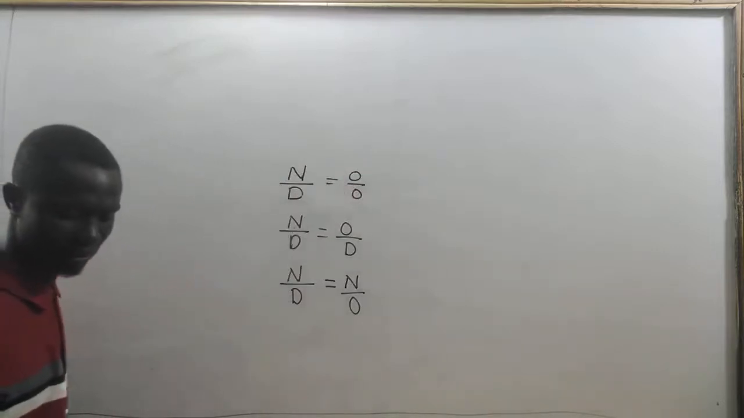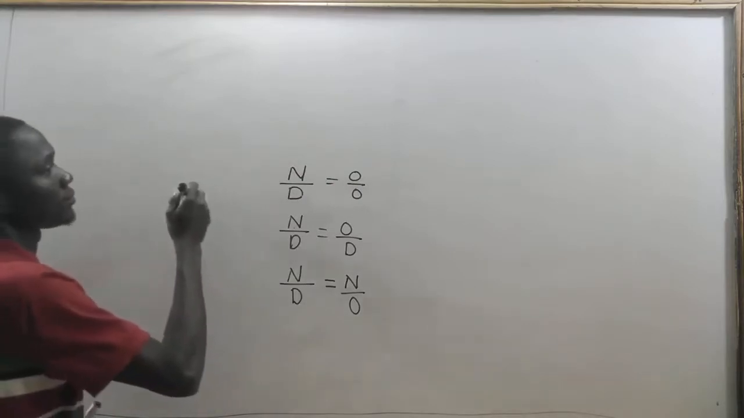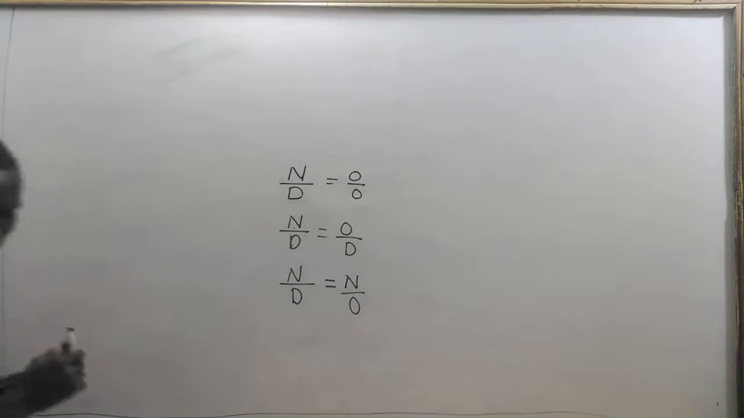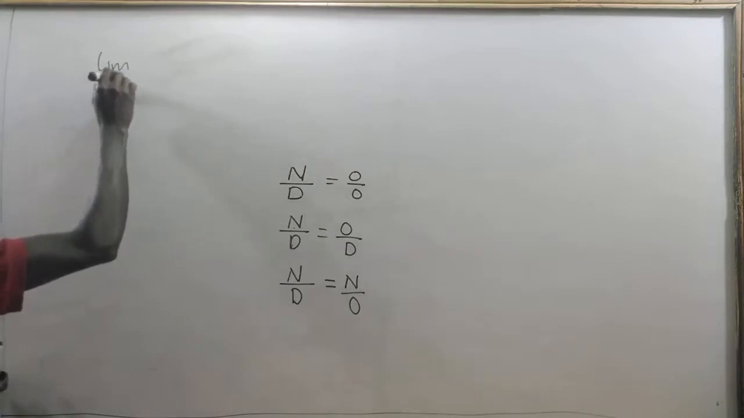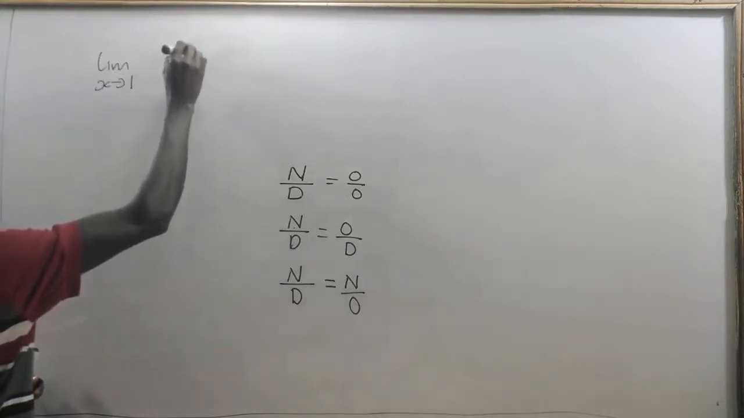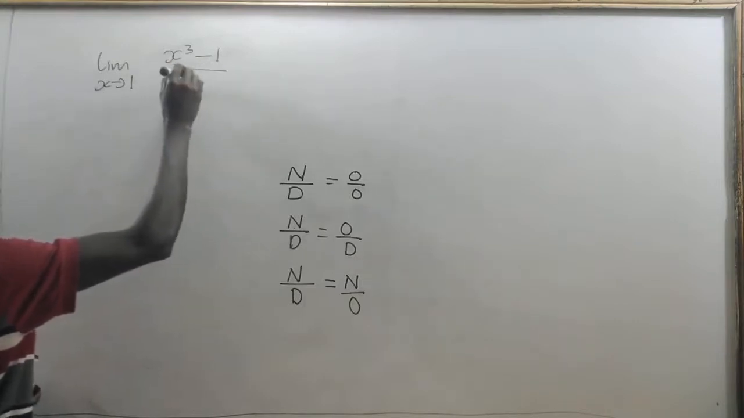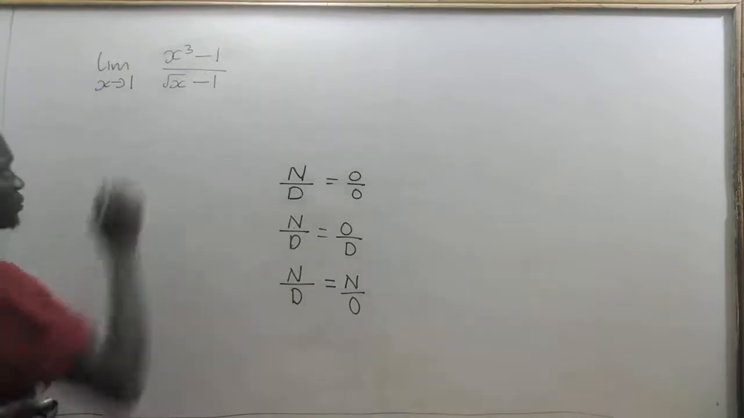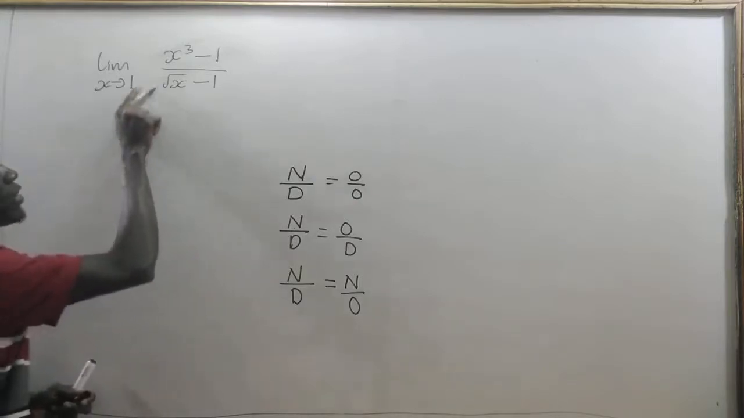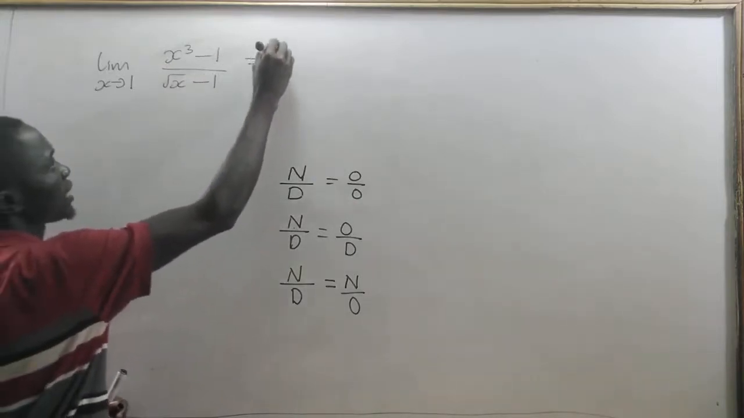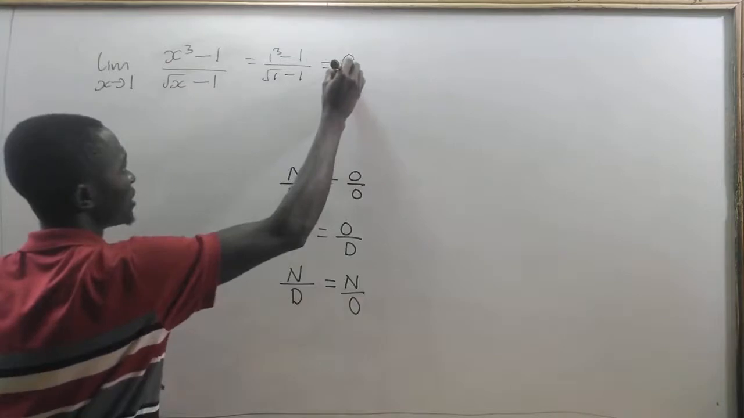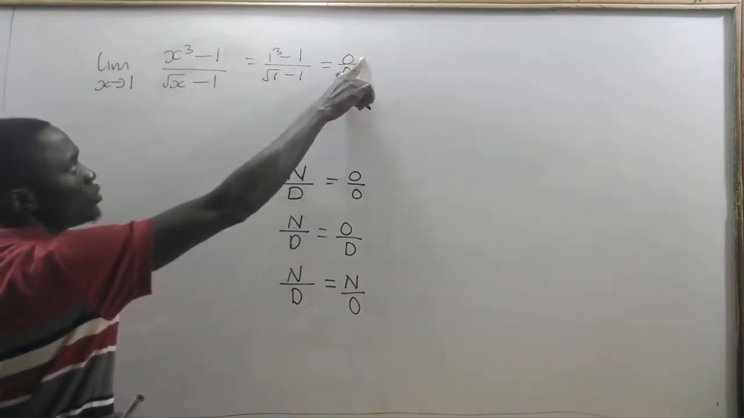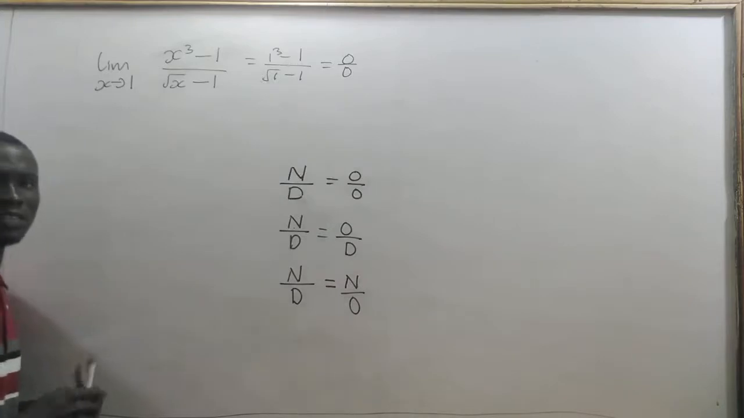Our first question is, we are to evaluate the limit as x approaches positive 1 of x cubed minus 1 divided by square root of x minus 1. So you see that here upon direct substitution, we are going to have 1 cubed minus 1 divided by square root of 1 minus 1, and it will give us 0 divided by 0. Here the numerator will give 0 and the denominator will give 0. So if this happens, how do we evaluate this limit?